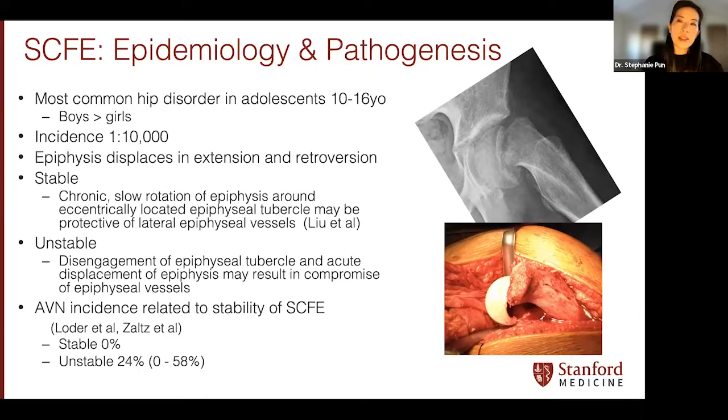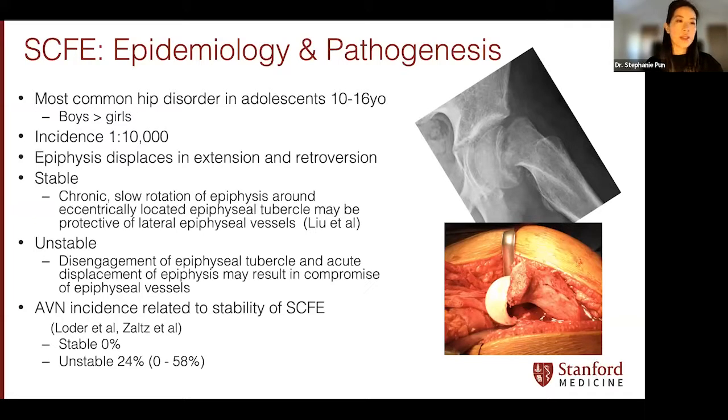And what happens is basically a fracture through the proximal femoral physis, and the epiphysis, the top of the femur, displaces into a position of extension and retroversion. So the femoral neck becomes very prominent. You can either have a stable SCFE or an unstable SCFE.